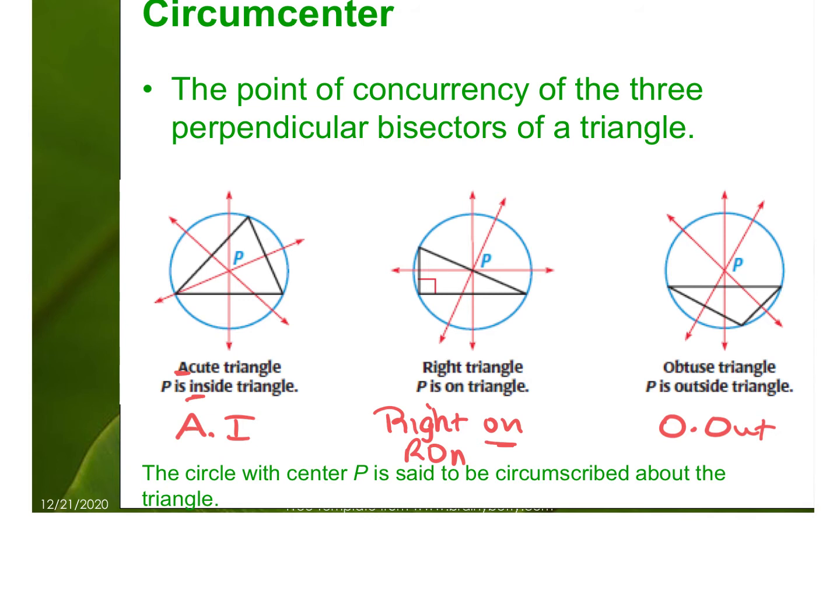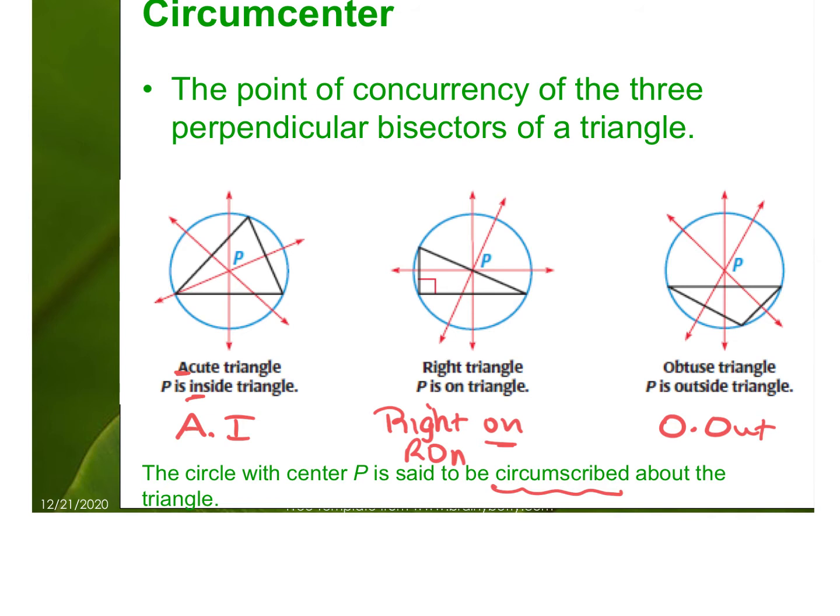Now, another vocab word is the word circumscribed. So here, the circle with center P is said to be circumscribed about the triangle. When you see the word circumscribed, think that the circle is outside of the figure that's being circumscribed. So it's outside of that triangle. So just a vocabulary word.